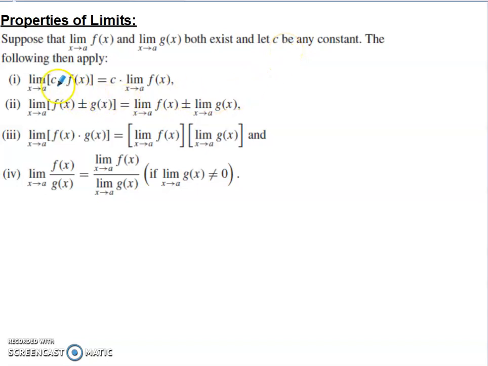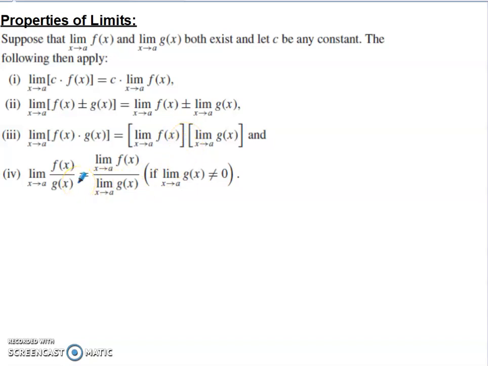What I can do with a constant when it's inside of a limit is factor it out in front of the limit. We'll use that property in a minute or two. If I have two functions added or subtracted within a single limit, I can break that up into the sum or the difference, same operation as what you had initially, of the two individual limits. Same thing applies to multiplication. Multiplication within a limit can be broken up into the product of separate limits.